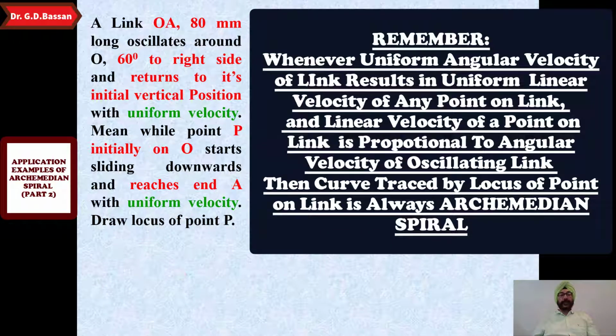Now from this example, how can we identify that this is an Archimedes spiral example? For an Archimedes spiral, it is compulsory that the uniform movement of the oscillation be combined with the uniform velocity of the linear motion of the slide. So both should be uniform, the oscillation movement as well as the linear movement. Then we can say that it is an Archimedes spiral example.